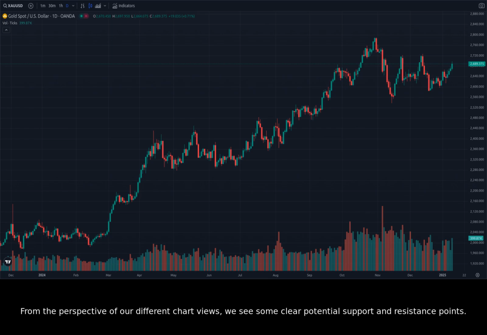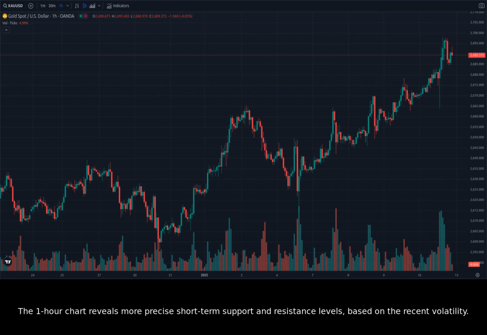From the perspective of our different chart views, we see some clear potential support and resistance points. Looking at the daily chart, we have support levels in the 2000 range, while resistance is present near the 2050 range. The 1-hour chart reveals more precise short-term support and resistance levels based on the recent volatility. These short-term levels are constantly in flux and must be carefully assessed for current prices.